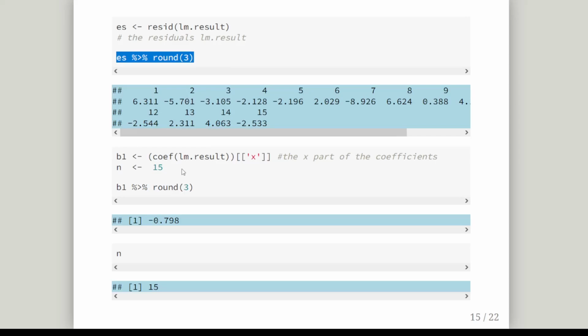Okay, we can also take out the slope estimate, using the coef command that I had a look at earlier and just specifying the x element. That just picks out whatever has the name x, and the value attached to that, and there we go. So we should get -0.798, that's the beta value, and n is just 15, the number of observations. That's relevant because that tells us the degrees of freedom later on.